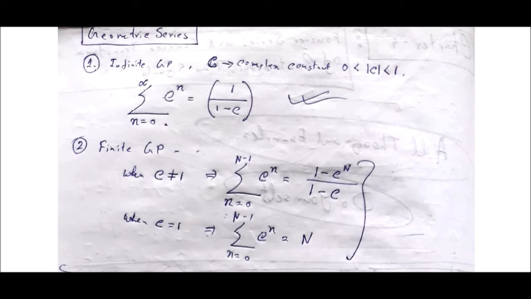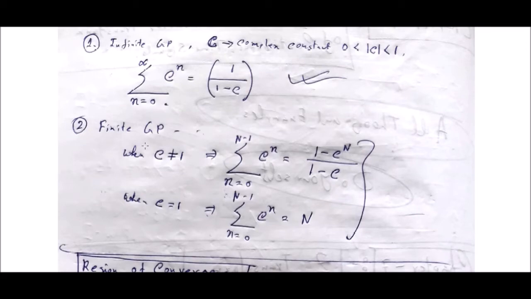C is a complex constant, sorry, not variable, complex constant, whose magnitude is in between 0 and 1. Then it should be equal to 1 by 1 minus C. That is a simple rule which can be proved very easily by using the rules of the geometric progression.